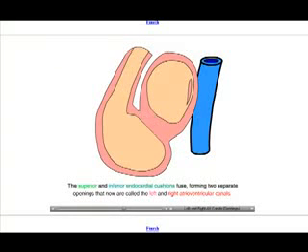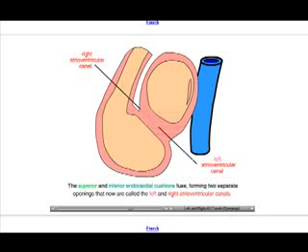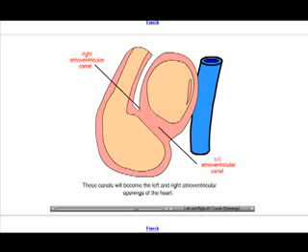The superior and inferior endocardial cushions fuse, forming two separate openings that are now called the left and right atrioventricular canals. Here you see blood going through the right atrioventricular canal. And now blood is going through the left atrioventricular canal. These canals will become the left and right atrioventricular openings of the heart.